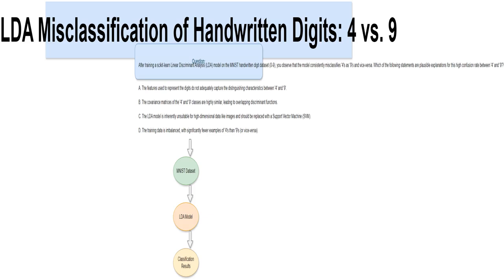I'm looking at a problem where we're using a linear discriminant analysis, LDA, model, a type of machine learning algorithm, to classify handwritten digits from the MNIST dataset. The MNIST dataset is a large database of handwritten digits, commonly used in machine learning. The LDA model is struggling, specifically with confusing the digits 4 and 9. I need to figure out why. It's a digit detective case.